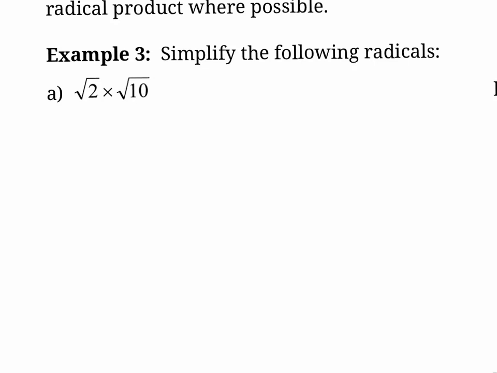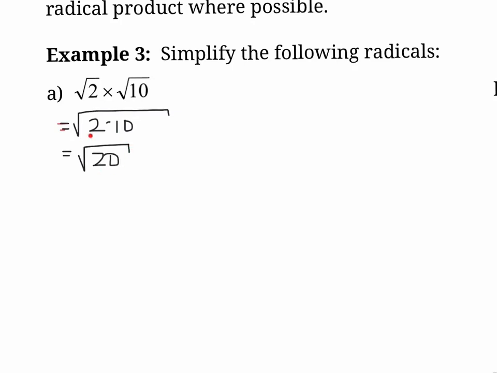So this is asking us for the root of 2 times the root of 10. Sometimes it makes sense to go into each of these individual radicals and try to simplify them individually, but if we can condense it into one first, sometimes that's more helpful. So I think the easiest thing to do here is change this into the square root of 2 times 10. And then we know that that's just the same as the square root of 20.